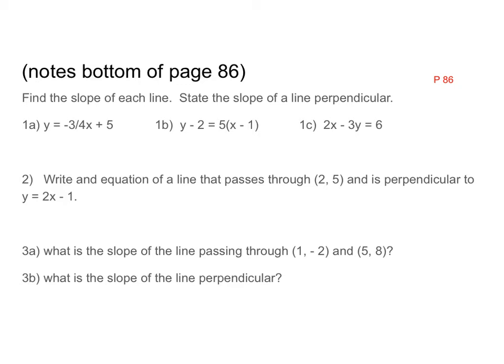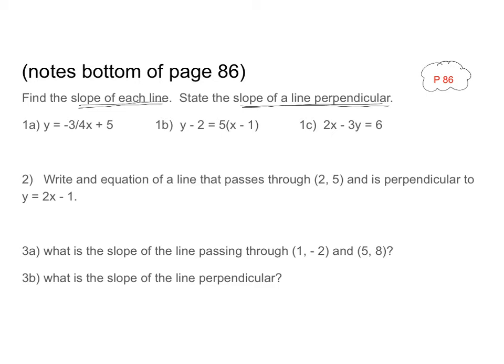So I'm on page 86 of your book, at the bottom. These are extra notes to fit in at the bottom of that page. We're going to practice finding the slope of each given line, and then we're going to state the slope of a line perpendicular. So we have two things to do for A, B, and C here. One, I have to find the slope. And two, I have to state the slope of a line perpendicular.